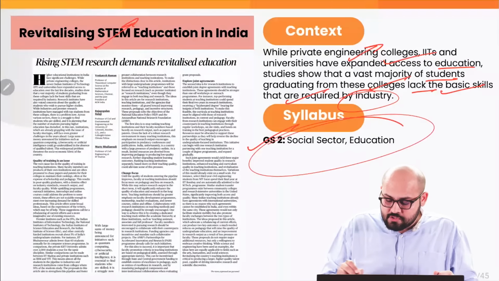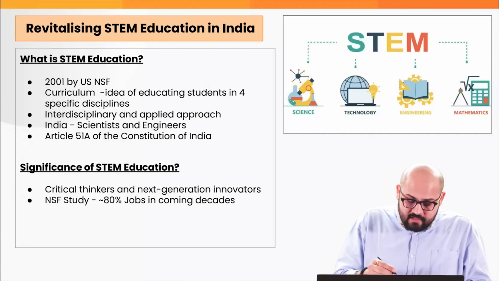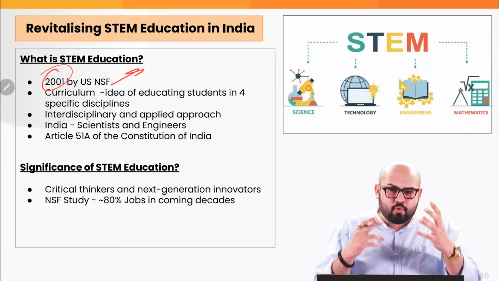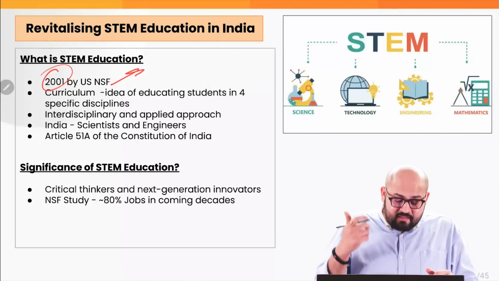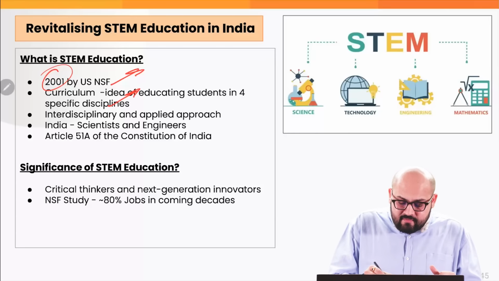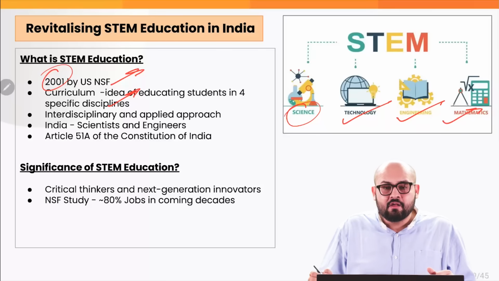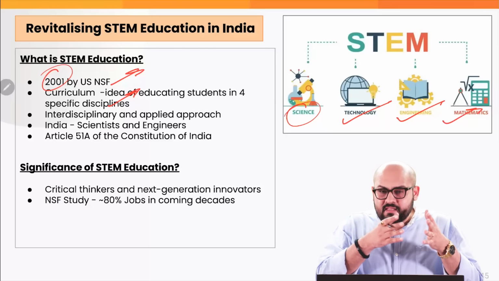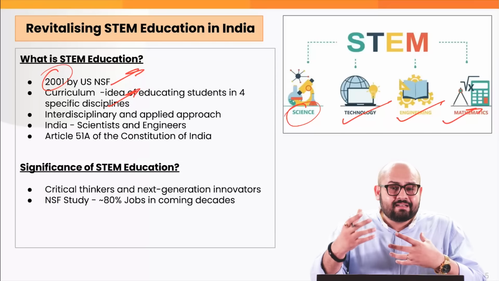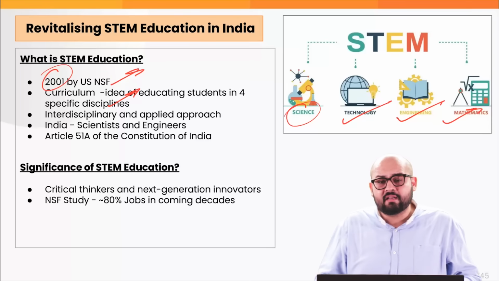Now, this is a part of GS2, social sector education. Now, let's first talk about what is STEM, right? It was in the year 2001 that the United States National Science Foundation coined this acronym STEM. This stands for the curriculum where the idea is that you are integrating 4 specific disciplines: science, technology, engineering, and mathematics. So the subjects are not being studied in silos. We have an interdisciplinary approach, an applied approach, right? And that is what the basic fundamental of STEM is all about.